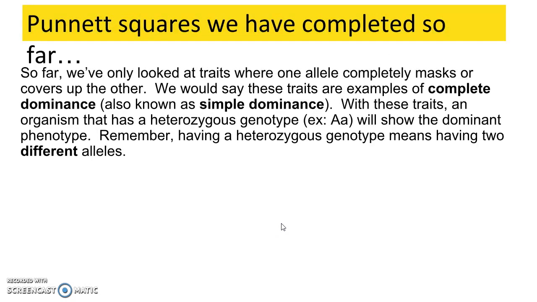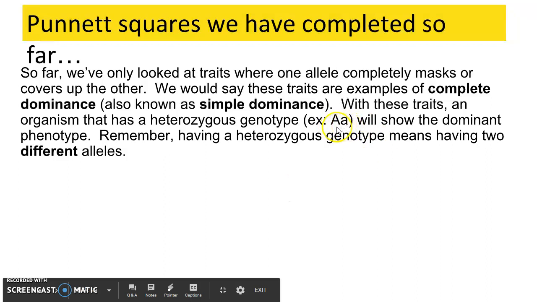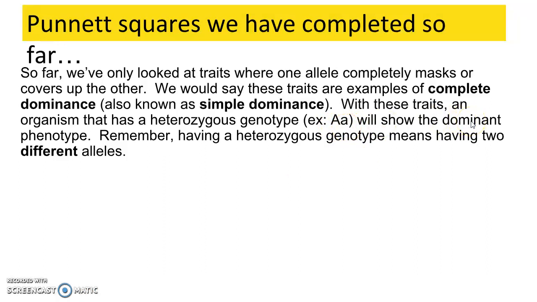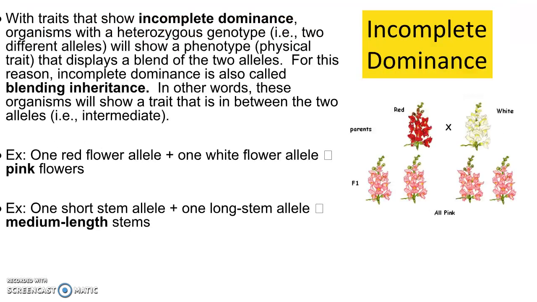Okay, now thus far we've only looked at traits where you have one allele that totally covers up the expression of the other allele. One of them is dominant, one of them is recessive. These are called traits that display complete dominance or simple dominance. In this case, if an individual has the heterozygous genotype big A, little a, they're always going to show the dominant physical trait. Now, we're going to look at two examples where this is not the case.